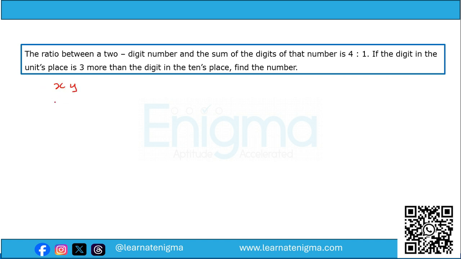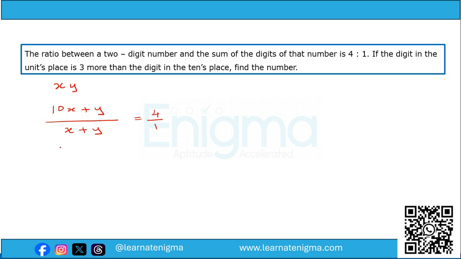So the value of the number becomes 10x plus y. Now it is given the ratio between a two-digit number and the sum of the digits is 4 is to 1. So (10x plus y) upon (x plus y) is equal to 4 upon 1.